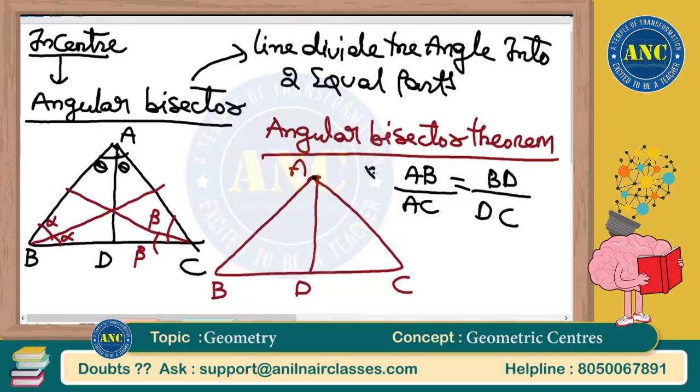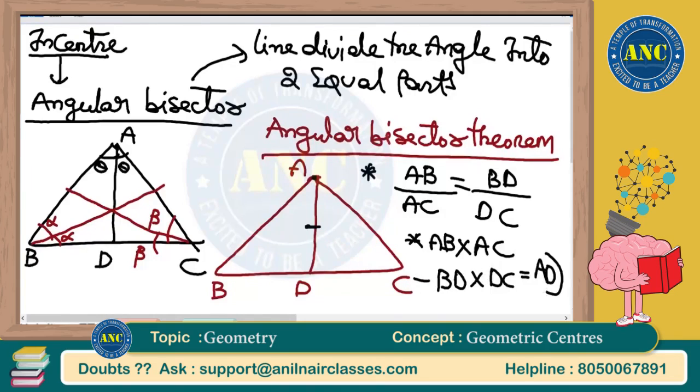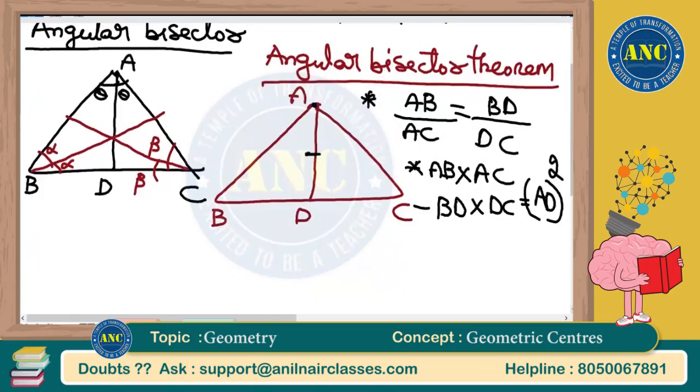BD by DC. This is the very important angular bisector theorem. Another thing, sir, can I find the length of the angular bisector? You can find the length of the angular bisector by using AB into AC minus BD into DC, which is nothing but AD square. This is another very important concept, where AD is the angular bisector length.